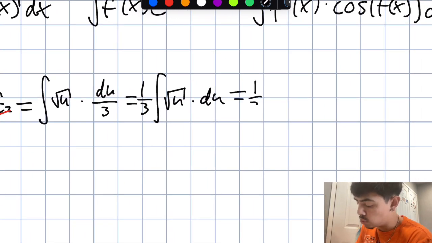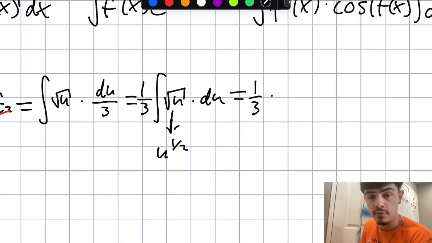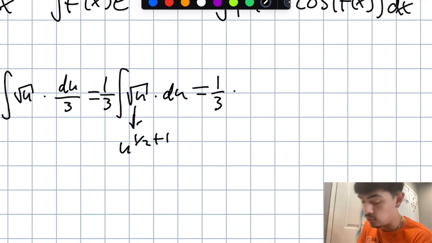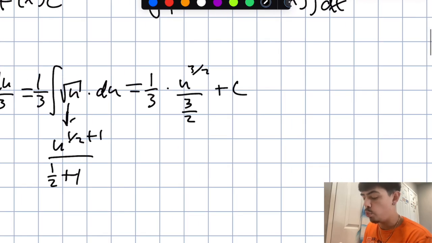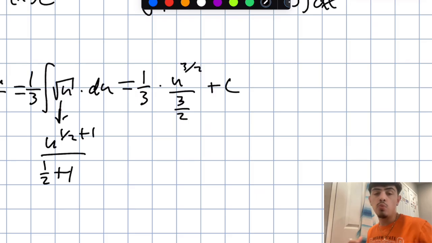So we're going to continue to bring the 1/3 with us. Times, remember, the square root of u is equal to just u to the 1/2, right? So when we add 1 using the reverse power rule, we divide by the new power, right? So now we have u to the 3/2 over 3 over 2 plus c. Right? We can go ahead and simplify these constants in the front, remembering that dividing by a number is the same thing as multiplying by the reciprocal. So we're going to go ahead and do that now.